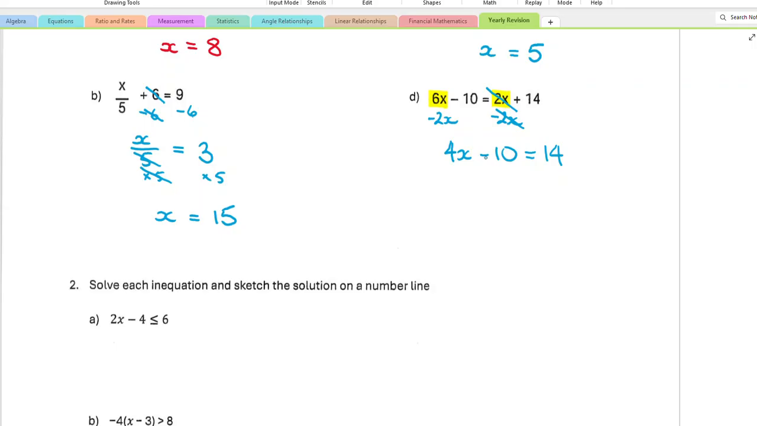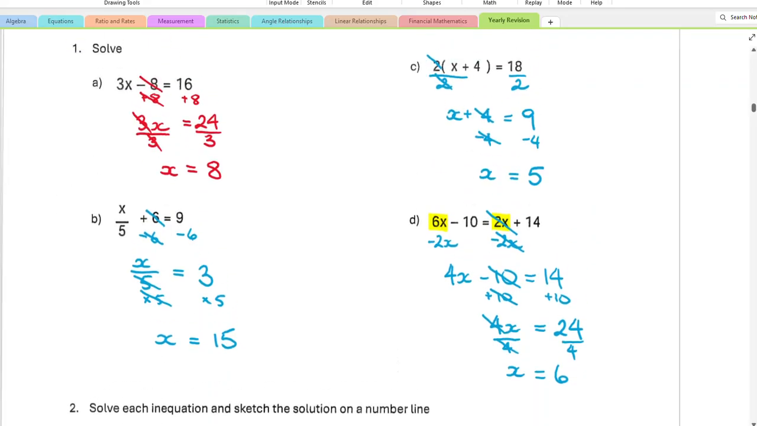Okay, then the opposite of minus 10 is to plus 10. We now need to get the x by itself, so the first thing to do is to add the 10. That will leave 4x equals 14 plus 10 is 24. Finally, to get rid of the 4 in front of the x, the opposite is to divide by 4, which leaves x by itself. 24 divided by 4 is 6. So those 4 questions would be examples of how to solve normal linear equations.